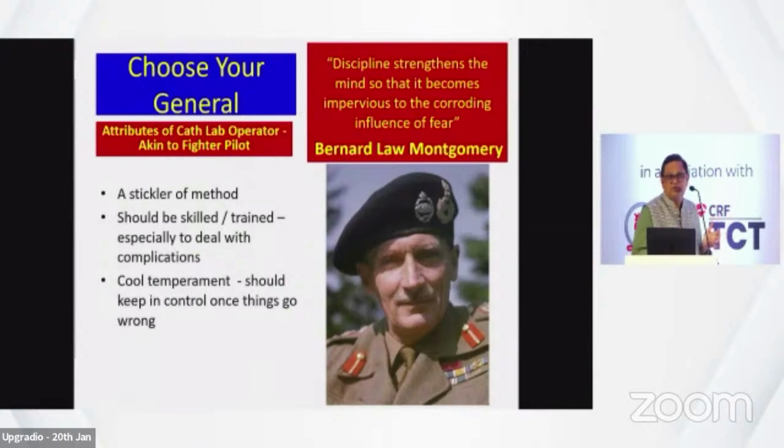So you cannot unchoose yourself, unless you think it's a very complex procedure, and then you might require senior help or something. But the important characteristics that you should possess are, number one, very important, you should follow a procedure. You should be a stickler of method. Don't try to do things here and there. Just follow a certain method and always follow it. Second, of course, you should be skilled in preventing complications. So I think that goes without saying.